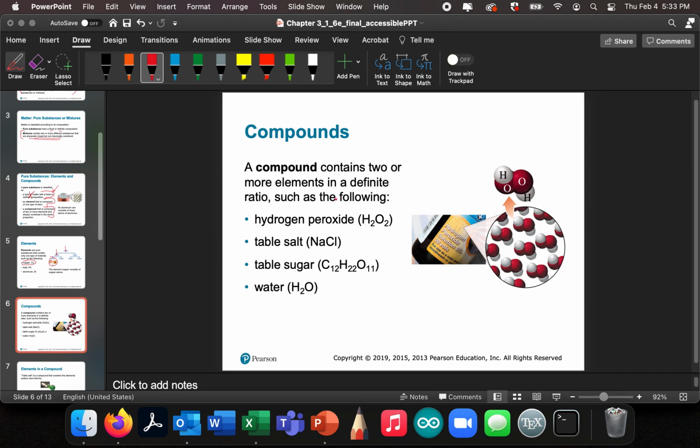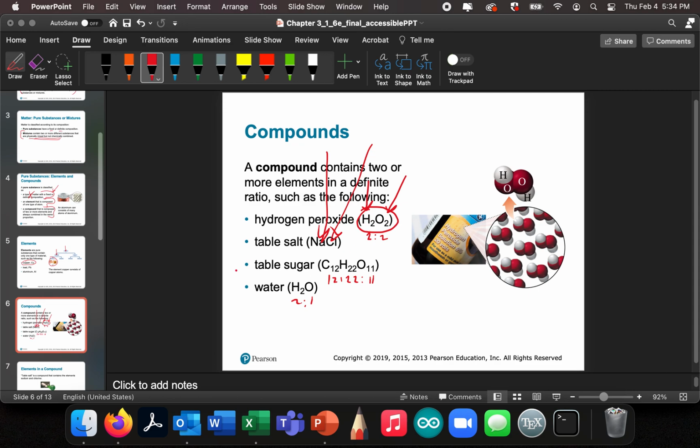A compound contains two or more elements in a definite ratio, such as hydrogen peroxide, which is H2O2. It's got 2 atoms of hydrogen for every 2 atoms of oxygen. Table salt has 1 atom of sodium for every 1 atom of chlorine, right? Table sugar, which is sucrose, has 12 carbon atoms for every 22 hydrogen atoms for every 11 oxygen atoms. And then water, right? So those are compounds. Again, they contain 2 or more elements in a definite ratio. The ratio here is 2 to 1. The ratio here is 12 to 22 to 11. The ratio here is 2 to 2, okay?